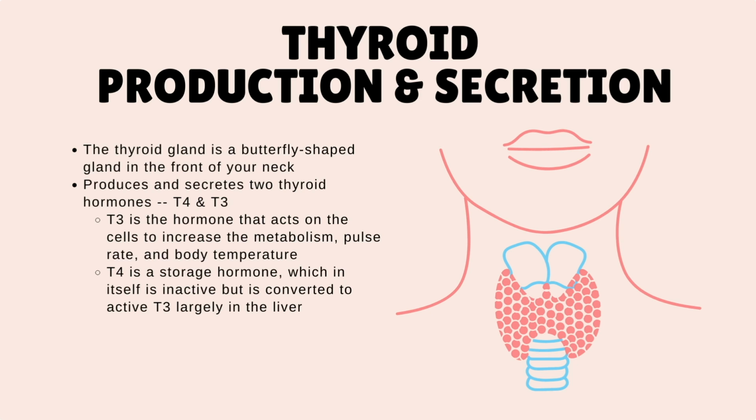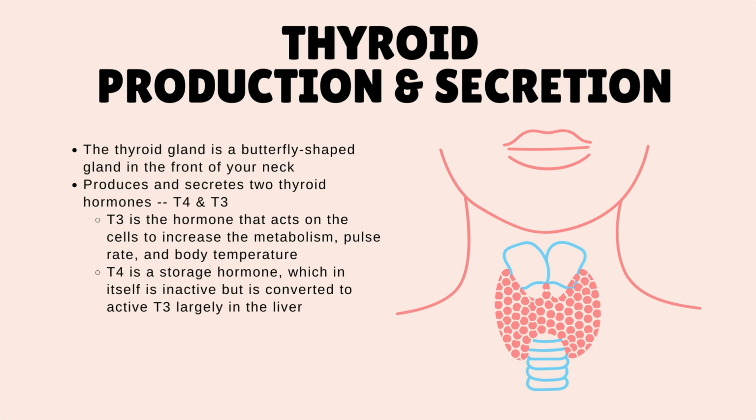First, obviously, is the production and secretion of thyroid hormone at the thyroid gland. Your thyroid gland is a butterfly-shaped gland in the front of your neck, and it produces and secretes 2 thyroid hormones called T4 and T3. T3 is the active thyroid hormone that acts on the cells to increase the metabolism, pulse rate, and body temperature. T3 is what's helping us produce energy.